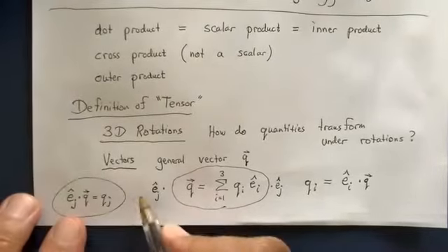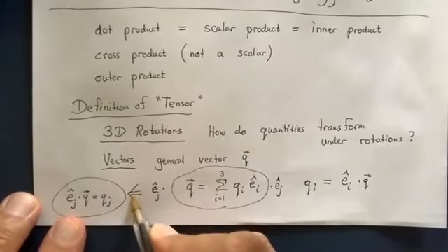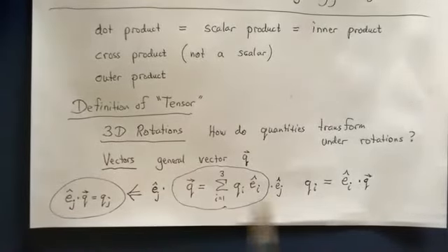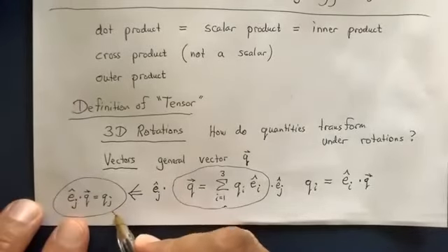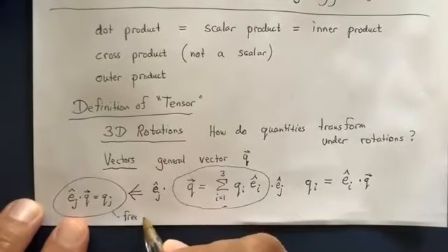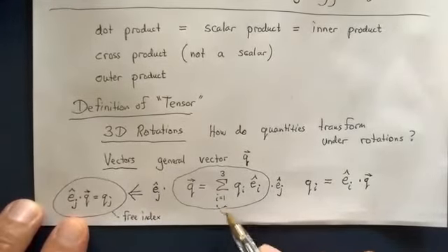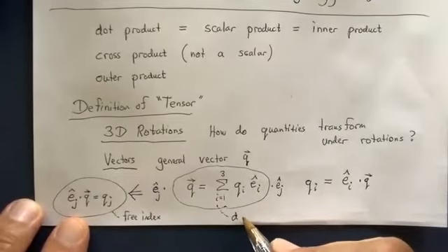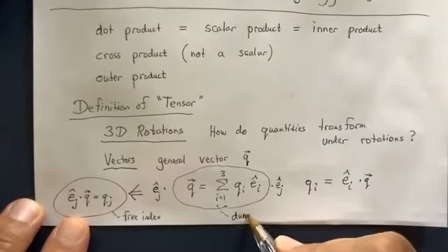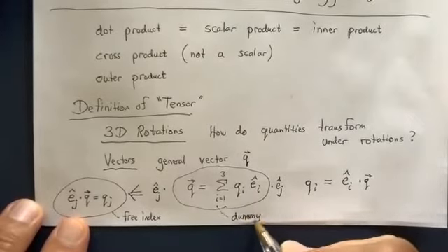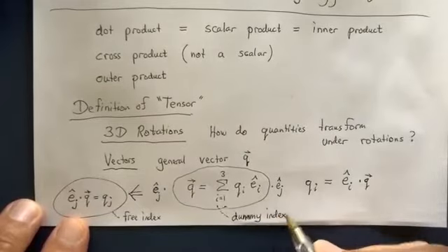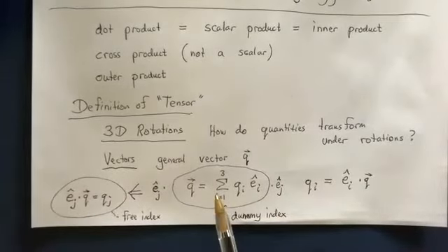Okay, so the logical arrow goes like this. Starting from here, you form the dot product of both sides with E hat J, and get this answer. Now this J is called a free index. That's in contrast to this one here, which is called a dummy index. It's really not there. It's a placeholder, so it's called a dummy. Okay, that's a dummy index.